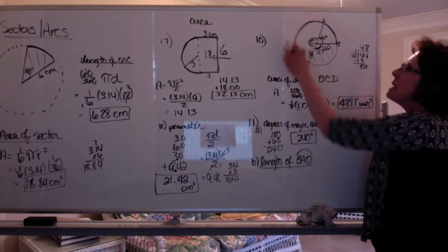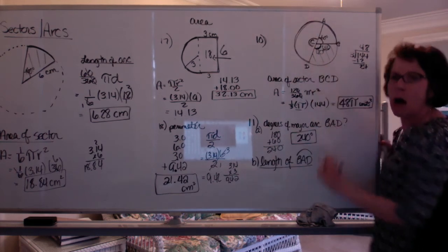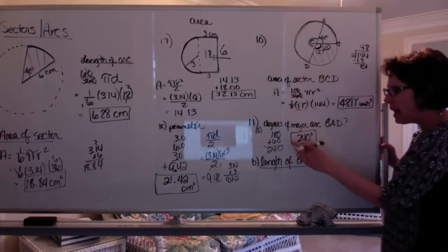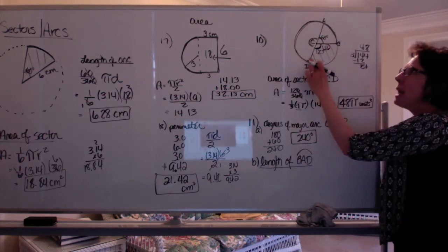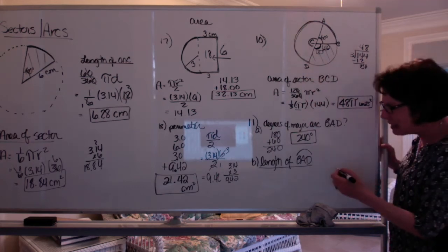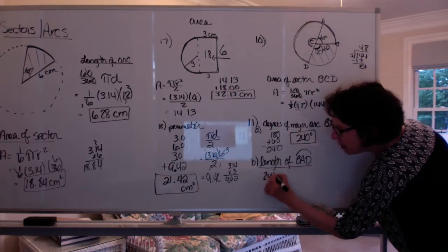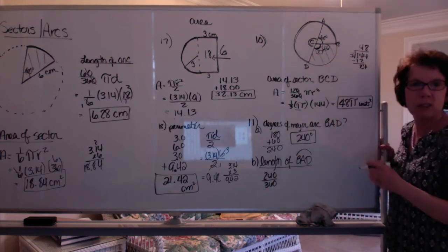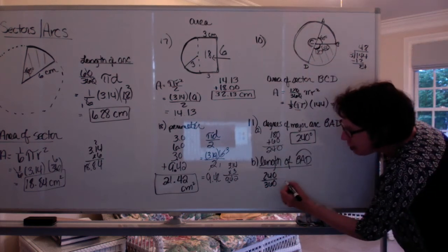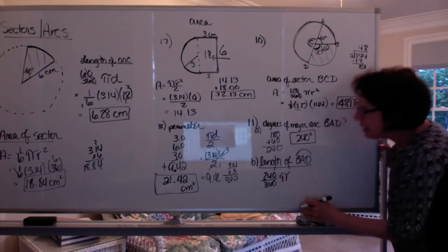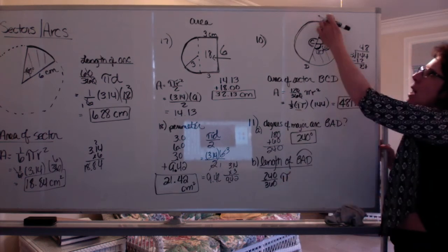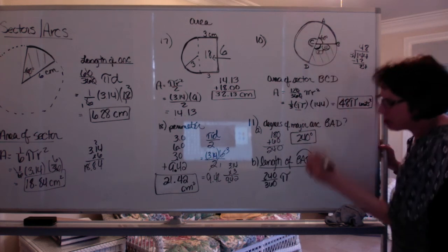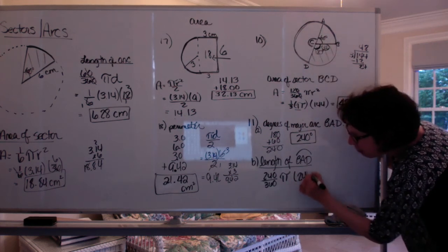Now, what is the length of major arc BAD? So what they want me to do is find a fraction of the complete circumference. Well, what fraction is that? It's the number of degrees, 240, over the whole circle, 360. So I'm going to do 240 over 360, and we're talking about part of the circumference, so it's 240 over 360 times pi d. Well, what is d? What is my diameter? It's going to be 12, the radius times 2, it's going to be 24.